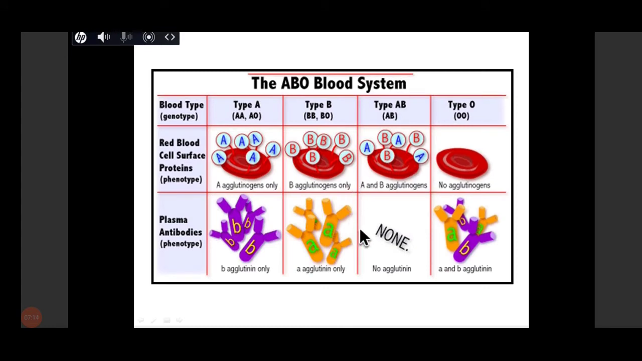This is a pictorial depiction of what I said. So on the red cells, if we have the A antigen, the person will be blood group A. If it is B, the person will be blood group B, and AB will have both the antigens, that is A and B, while the O will not have any antigens on them. The corollary to this is the antibody in the plasma: A will have antibody B, B will have antibody A, AB will not have any antibody, while O will have both antibody A and B.